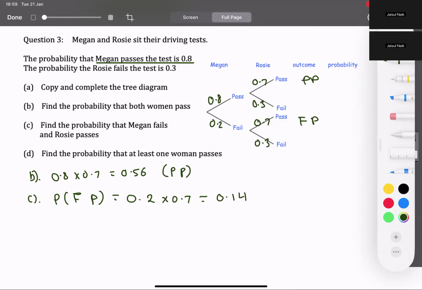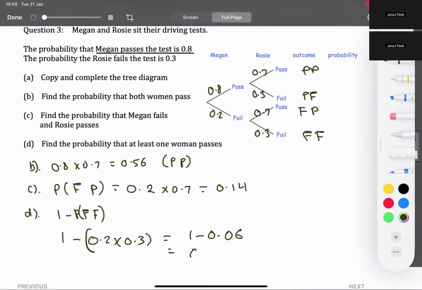And then at least one of them passing. The quick way to do it, so we've got pass pass, pass fail, fail pass, and fail fail. So which one does not suit that statement? Fail fail. Yeah. So we just do 1 minus the probability of fail fail. The probability of fail fail is 0.2 times 0.3. So that's 0.06, which makes it 0.94.